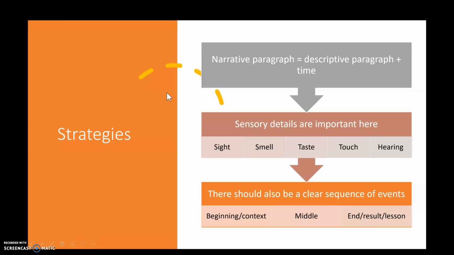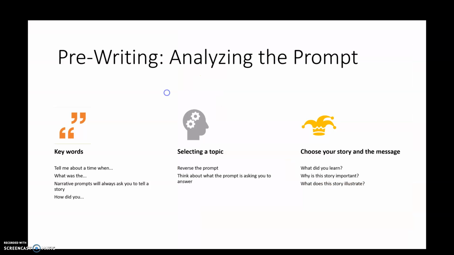So a narrative paragraph essentially is a descriptive paragraph plus the element of time. Sensory details are still important. You still want sight, smell, taste, touch, and hearing. And there should also be a clear sequence of events, a beginning, a middle, and an end. In the beginning, you're going to talk a little bit about the context. In the middle, you're going to tell the main part of the story. And at the end, you'll finish up the story and talk a little bit about the result and the lesson.